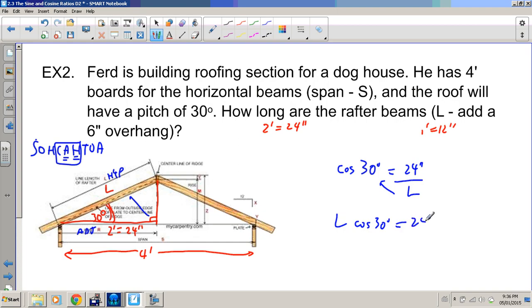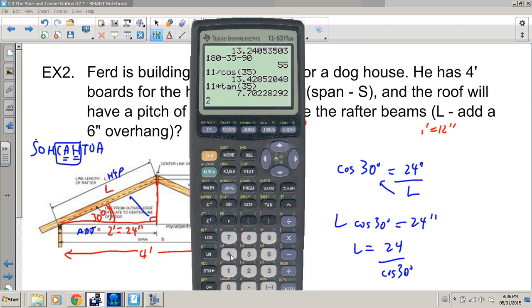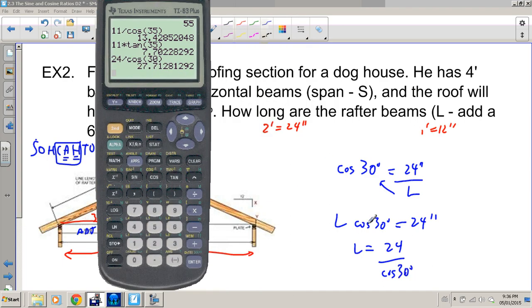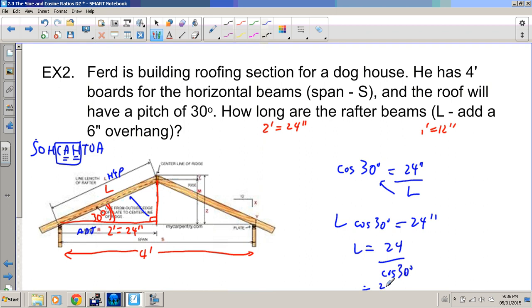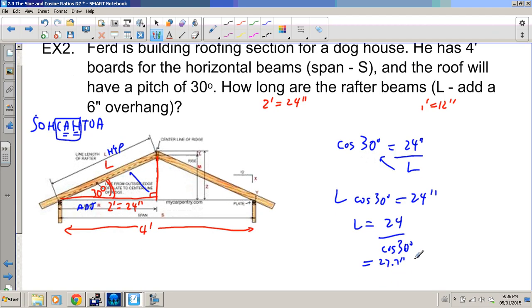Same steps now, eh? It's getting boring, all these same steps, doing the same thing over and over again. It's good practice, I guess. And then I put that into a calculator. 24 divided by the cosine of 30 degrees. Press enter, and that's 27.7, and that's in inches. 27.7 inches, and I know we're kind of worried about the 0.7 inches, but don't be too worried about it.